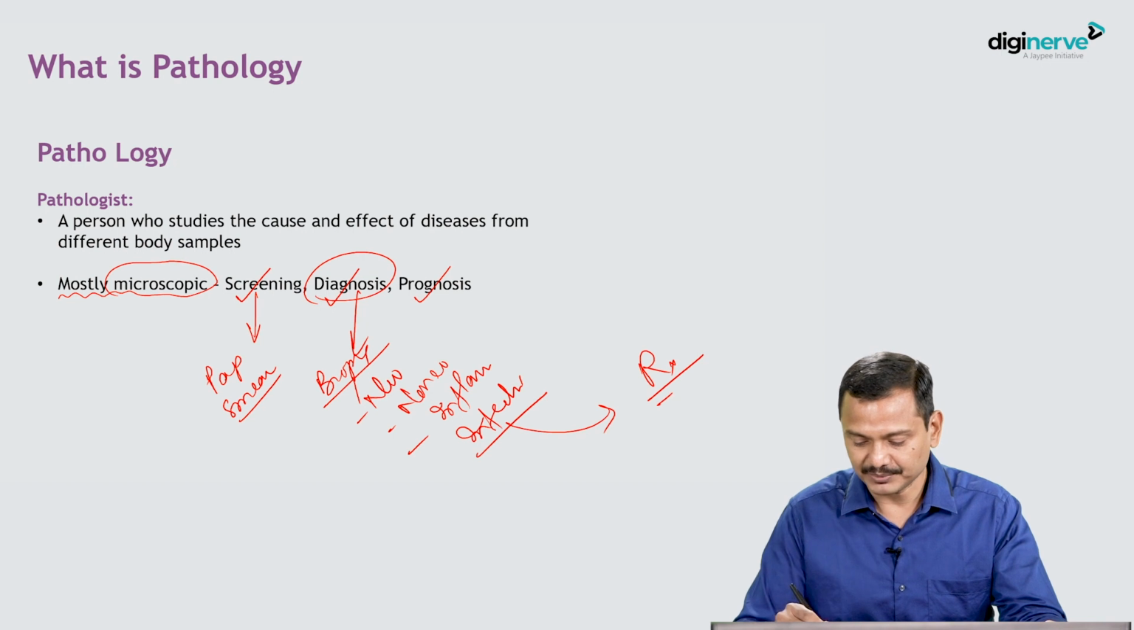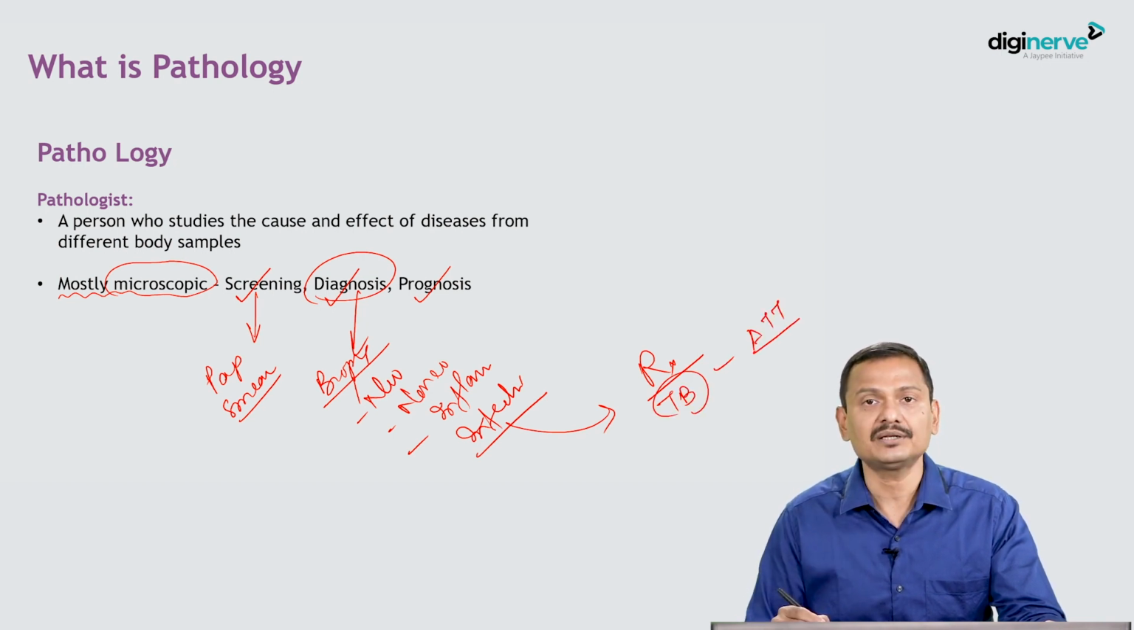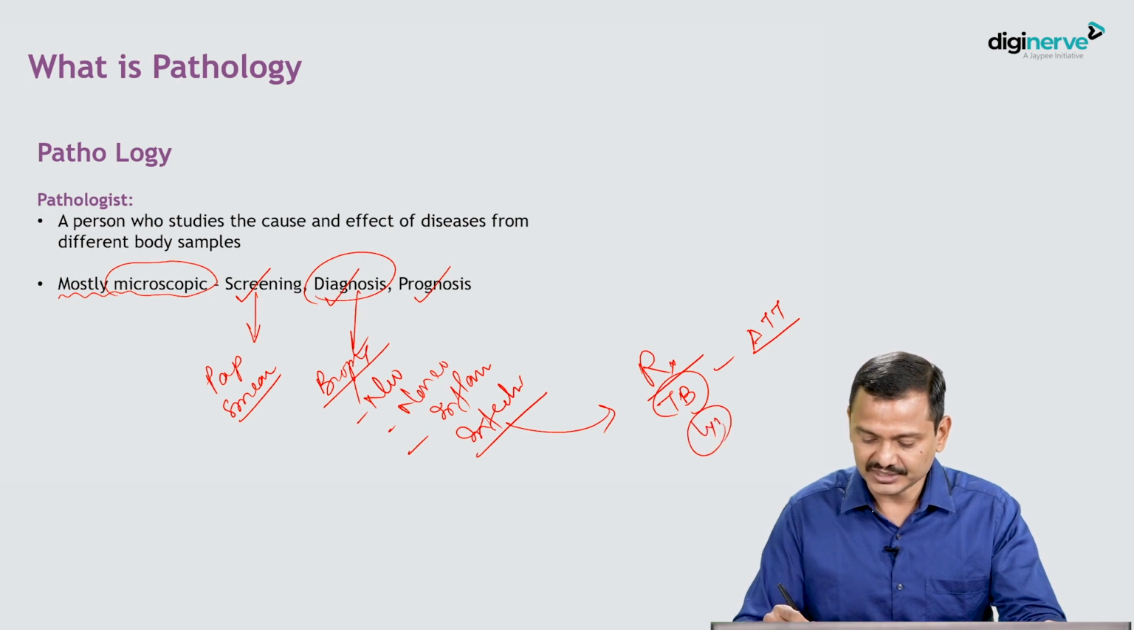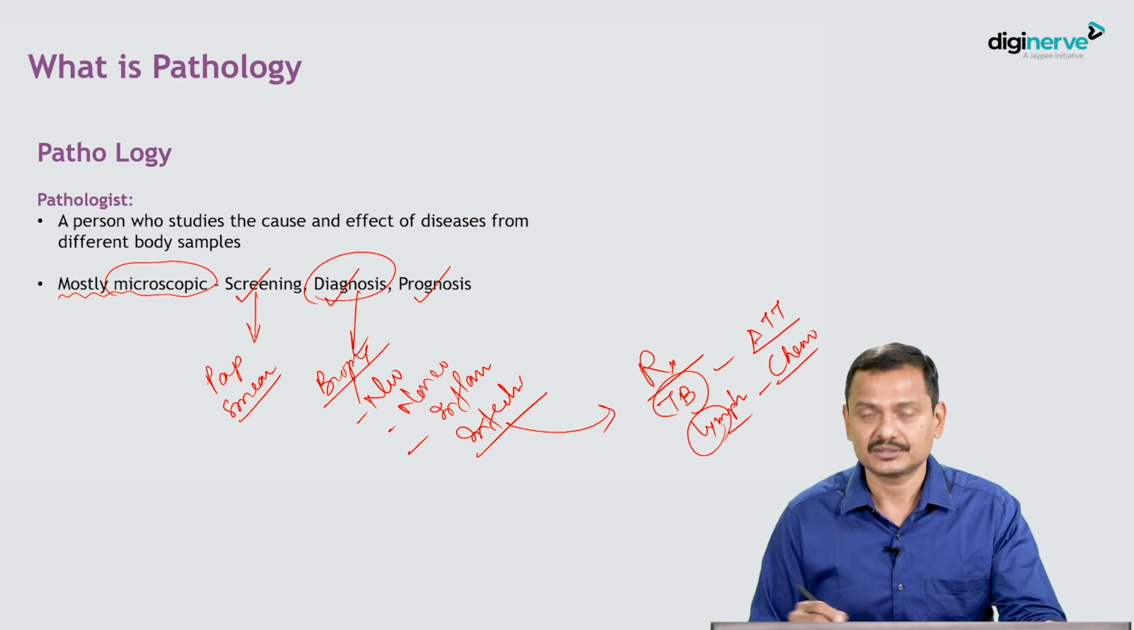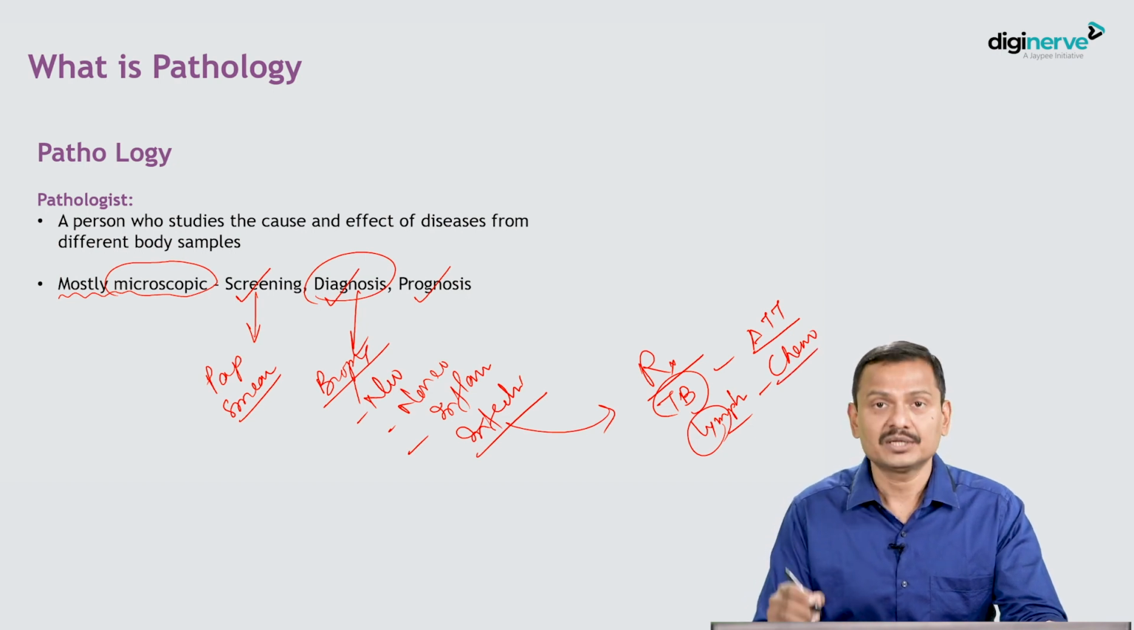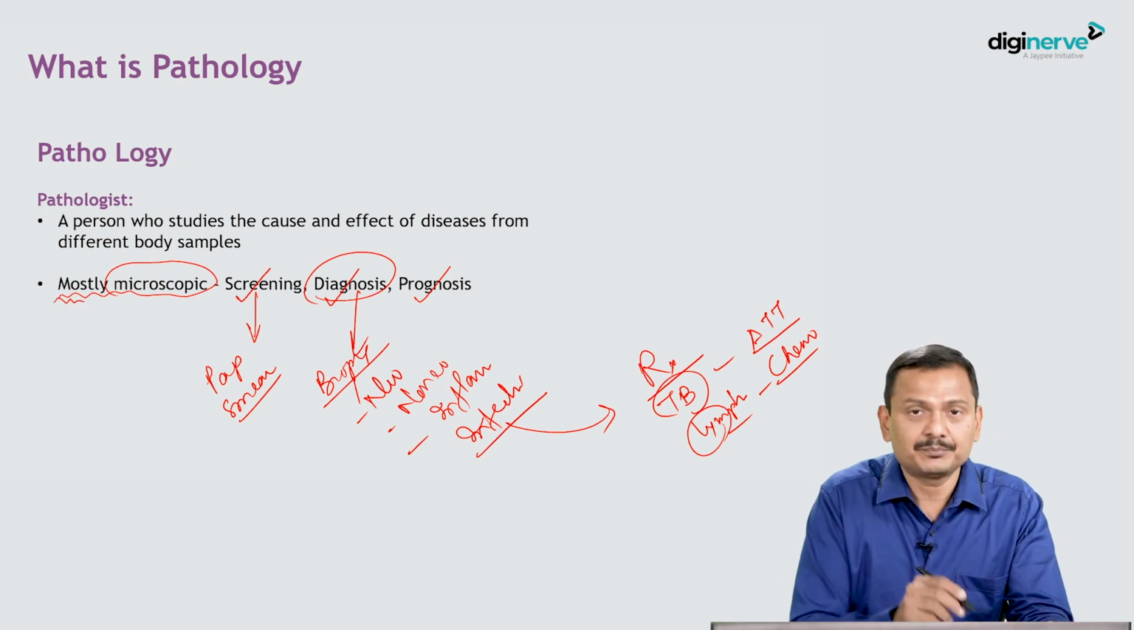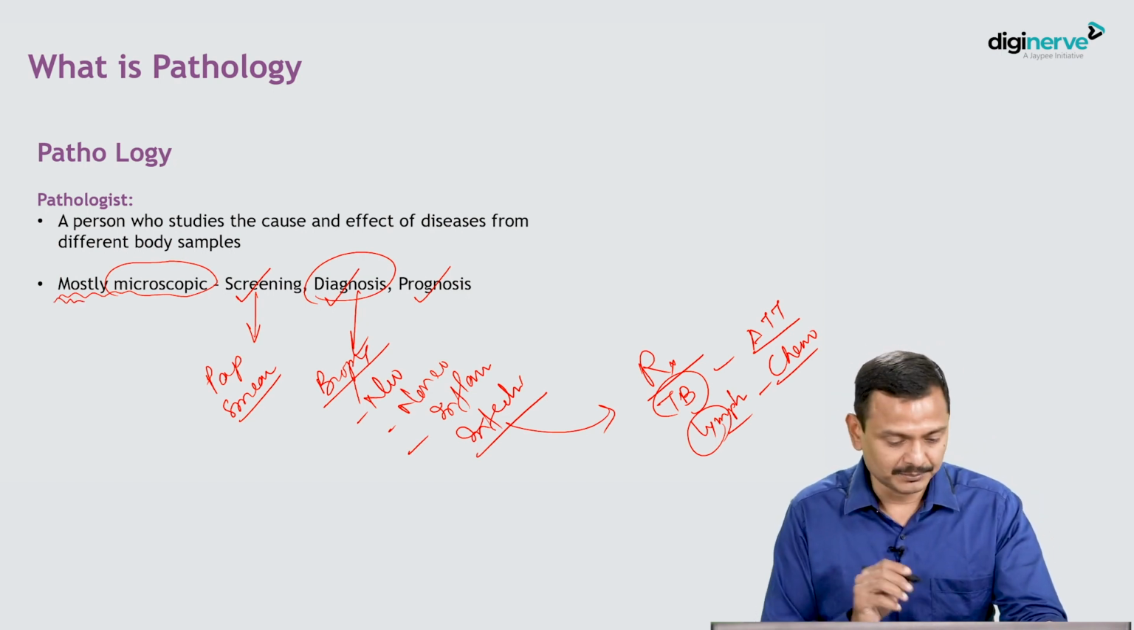For example, if tuberculosis is diagnosed, then ATT can be given, whereas if a lymphoma is diagnosed in a lymph node, then chemotherapy can be given. That is how the treatment absolutely depends on what the pathologist reports, the pathology diagnosis.